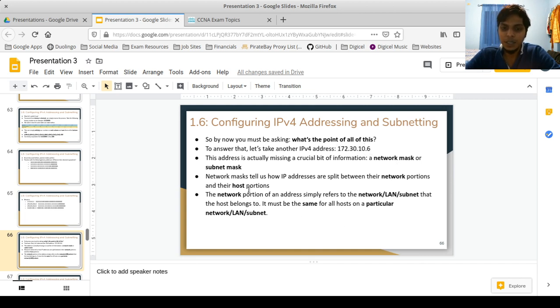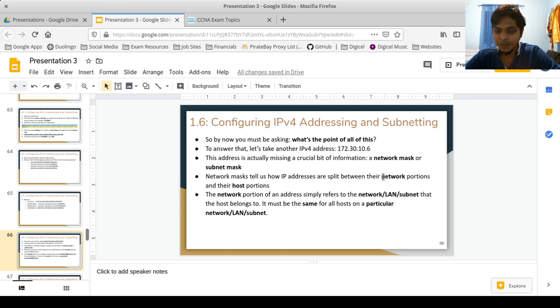So a part of this address will be the network portion, and a part of it will be the host portion. The network portion of the address is the part that tells you the network or the LAN or the subnet that the host belongs to. So this is the same for all hosts on a particular network or LAN. So for instance, in your home network, if you were using, for example, 192.168.1.1, you'll notice that everything in your house will start with 192.168.1 dot something. So you have 192.168.1.1, then 1.2, then 1.3, and the reason for that is that they are all in the same network or the same LAN or the subnet. So that network portion has to be the same.